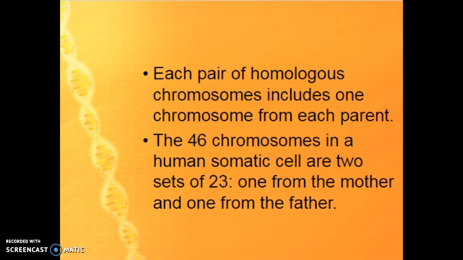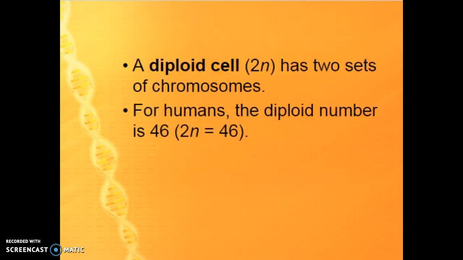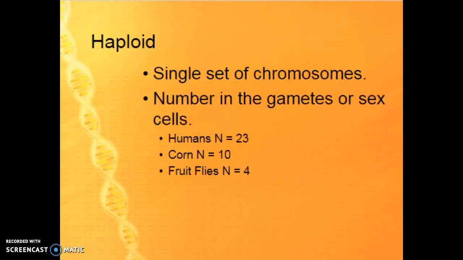So each pair of homologous chromosomes includes one chromosome from each parent. Two sets of 23, one from mom, one from dad. We know all that kind of fun stuff. A diploid cell has two sets of chromosomes, so we should be good there. Haploid set, think half set.